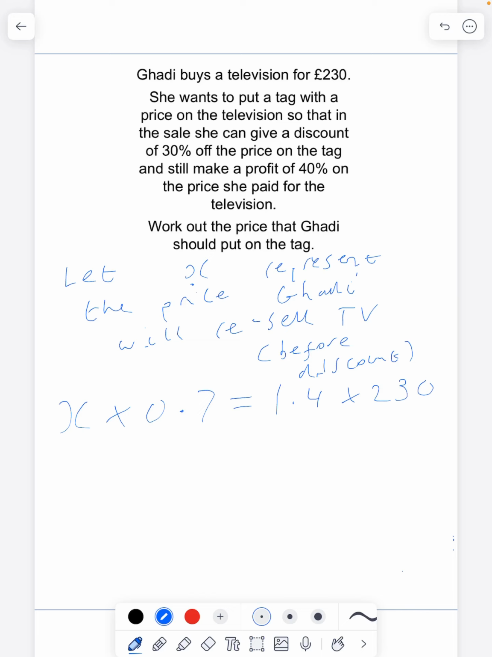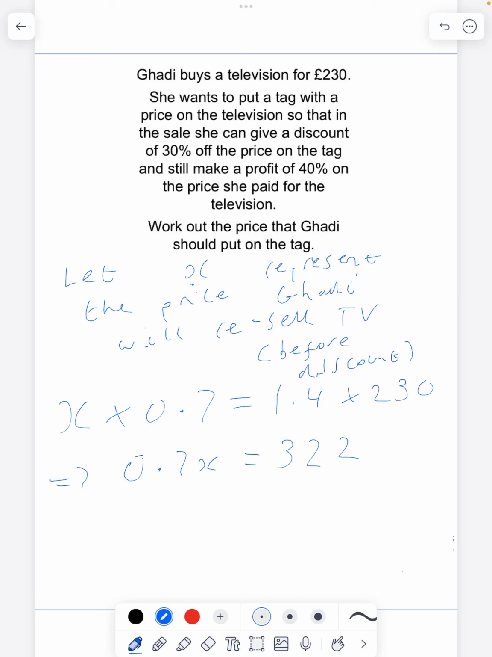So from this step, we can then simplify this equation. So if on the left side we have X times 0.7, that can simply become 0.7x. And on the right side, we have 1.4 times 230. And if we calculate that, it can come out as £322.